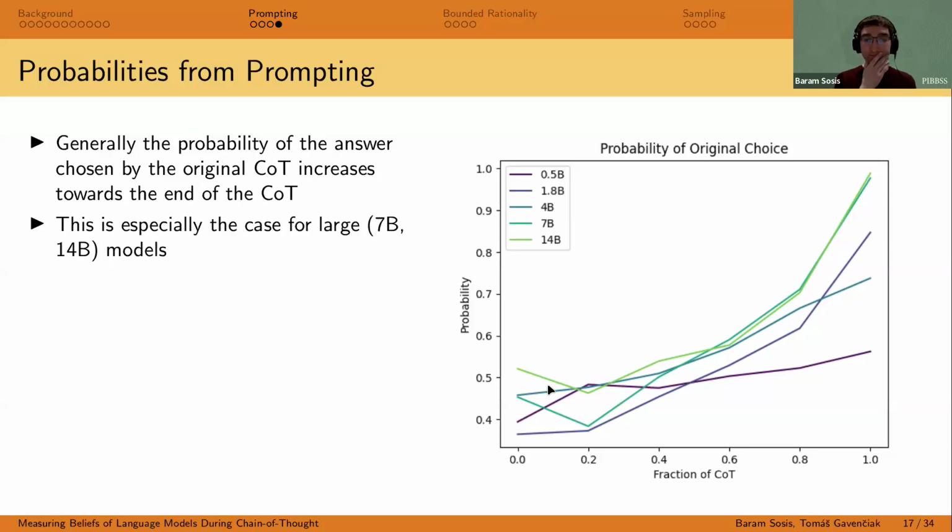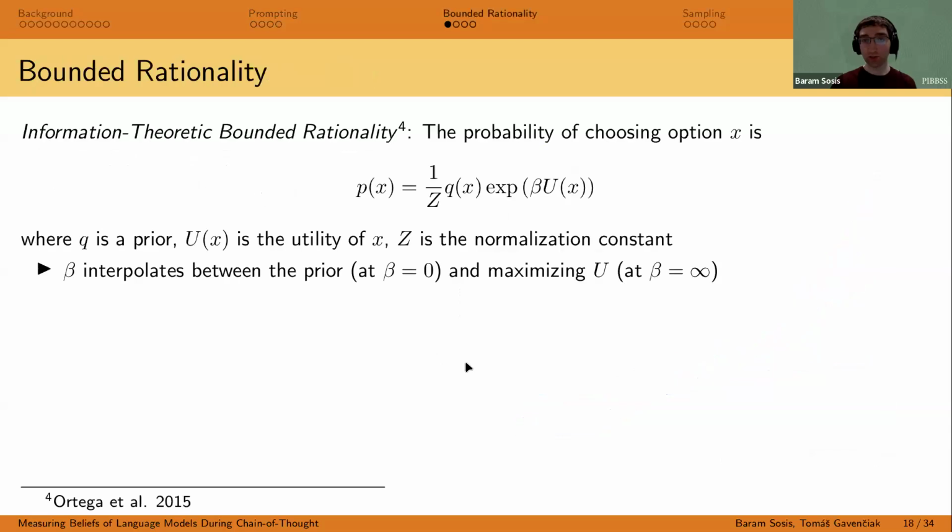Okay, so those are the basic results that we get with the prompting technique. It mostly looks like what we'd expect, I think. So next, I wanted to try to apply the bounded rationality model to this. Let me describe what this model is.